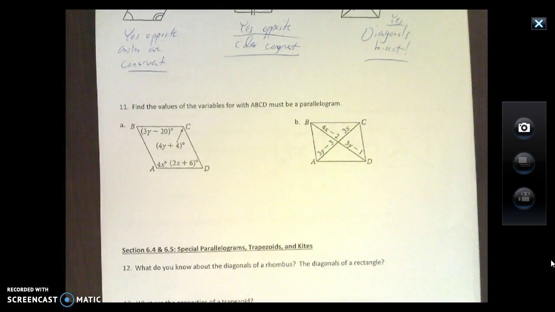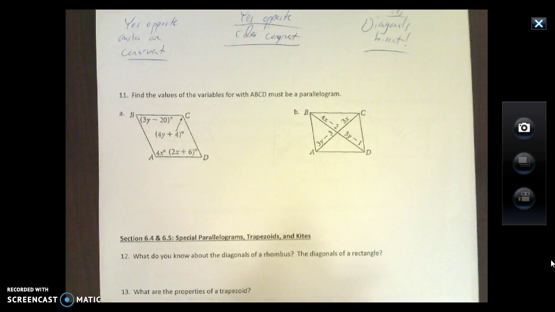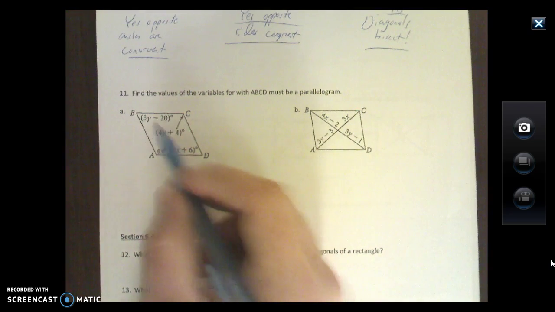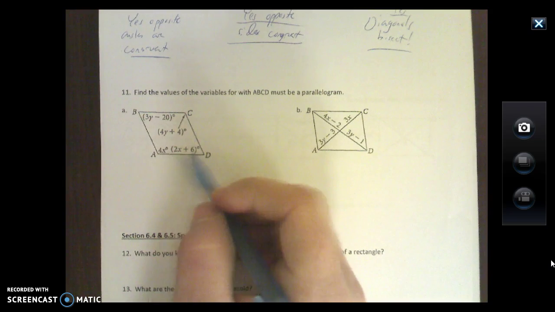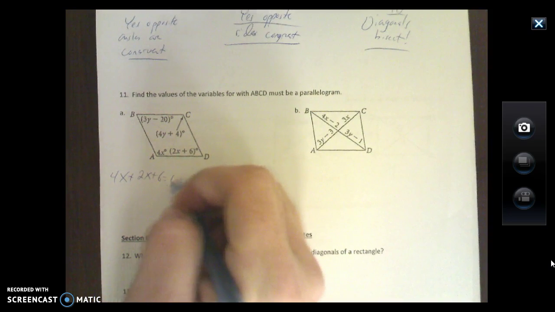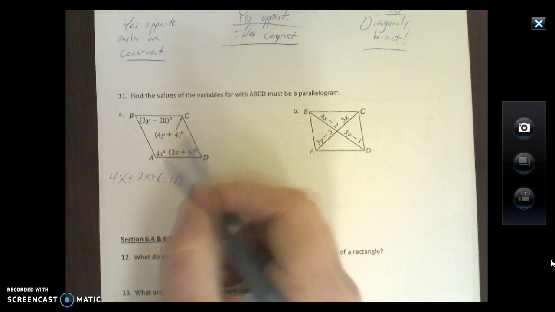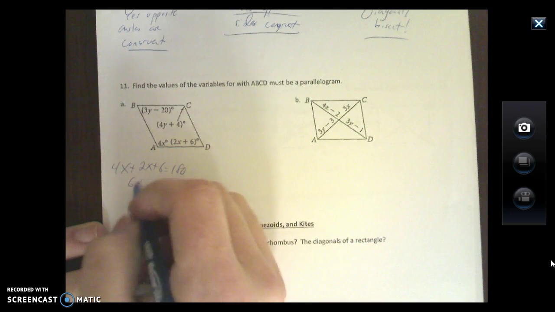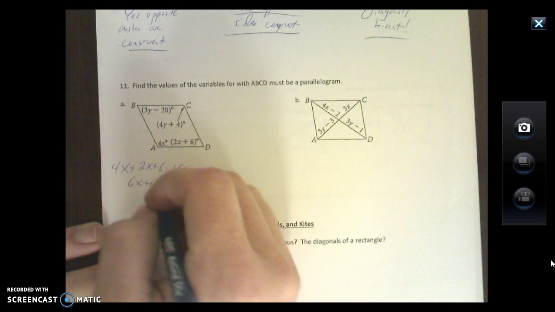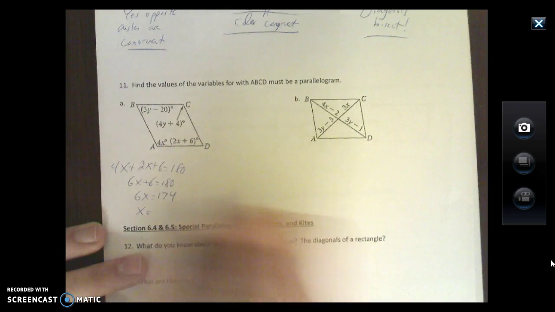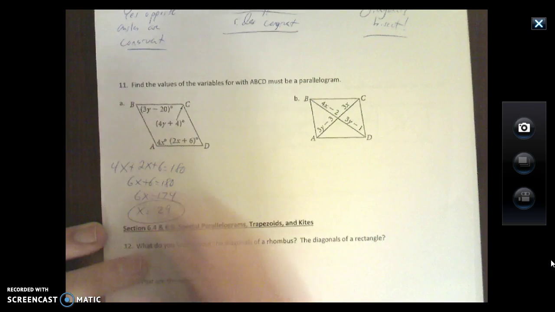Number 11, find the values of the variables for which A, B, C, D must be a parallelogram. All right. Opposite angles are congruent. But angles next to each other have to add up to 180. Okay, I wouldn't want to do opposite angles equal each other because I have x equals y there. It doesn't bode well for me. 4x and 2x is 6x plus 6 equals 180. 6x equals 174. Divide, let's see, 29.